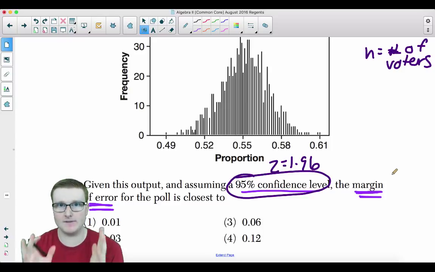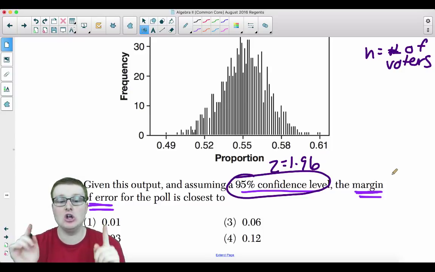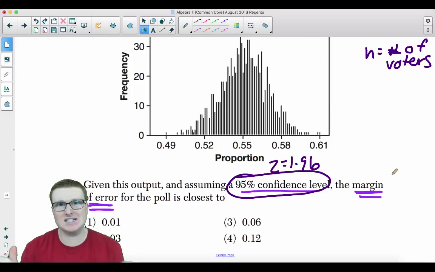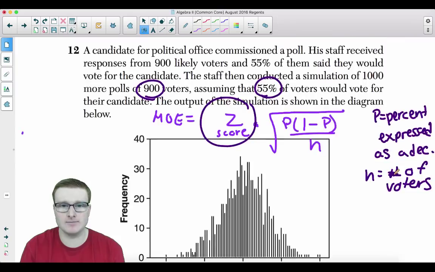And that's all given on my Facts You Must Know code for the Algebra 2 Regents. Know it. 95% confidence level, z-score is 1.96. You could even think and round it up to 2 if you want to. Let's just say you can't remember 1.96. You could say it is 2. You're going to get around the same answer, okay?